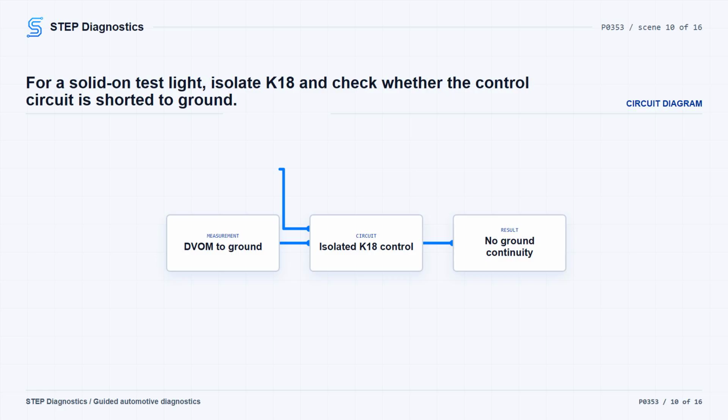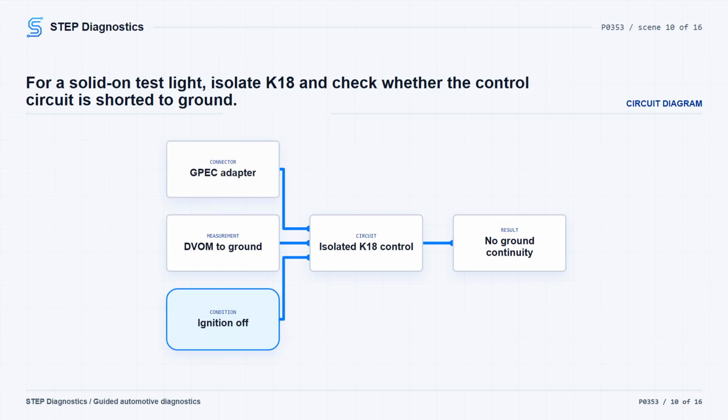Connect the negative DVOM lead to a known good ground. Then use the positive lead to probe the circuit at the component harness connector. There should be no continuity between ground and the circuit being tested. Do not probe the PCM harness connectors directly. Probing them can damage the terminals and create a poor terminal-to-pin connection.